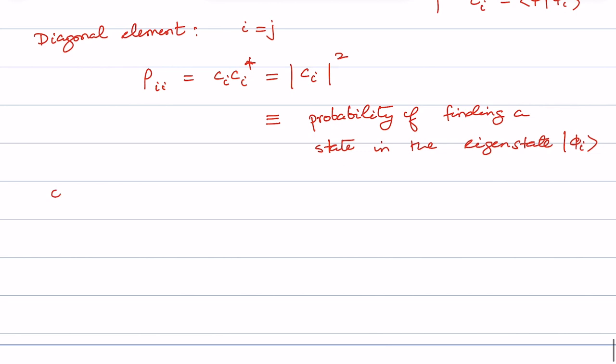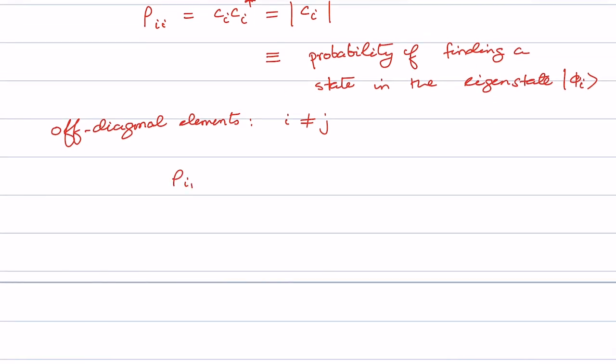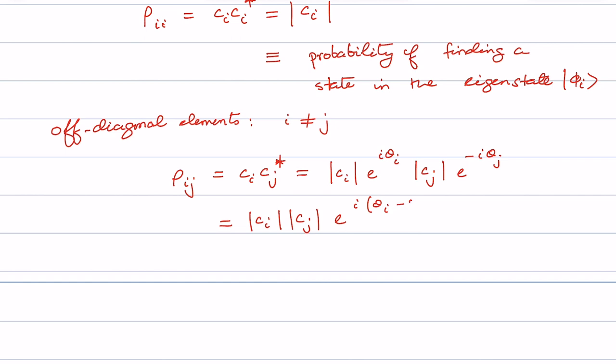All right, and what about the off-diagonal elements? It refers to the fact that i is not equal to j. So this would be ρij is equal to ci cj star. Now because ci and cj are complex, I can write ci as |ci| e to the power iθi, the phase part, and cj star would be |cj| e to the power minus iθj. I can always write any complex quantity as an amplitude and an exponential of the phase, right? So this is going to give me |ci||cj| e to the power i(θi minus θj).